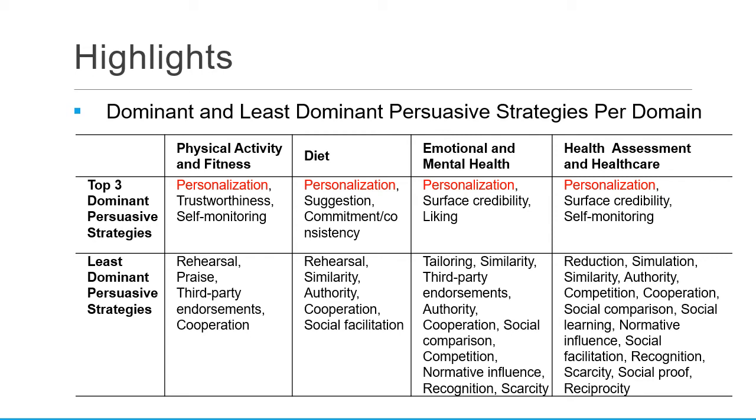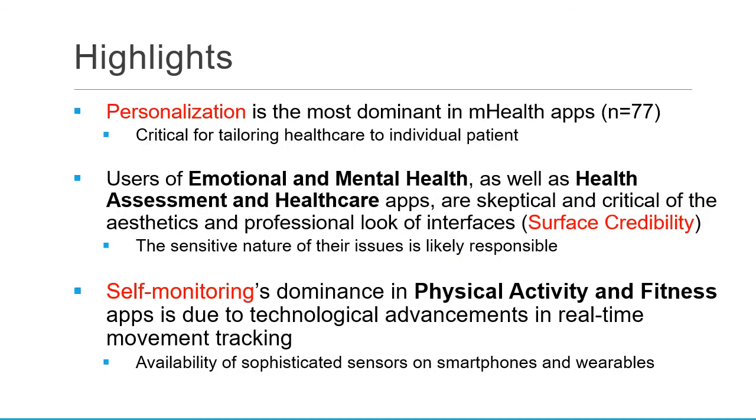Let's look at some of the highlights from my findings. Here we show the top 3 dominant persuasive strategies, as well as the least dominant persuasive strategies. It is clear that personalization is the most dominant strategy in all 4 domains. Personalization is the most dominant strategy in health apps.